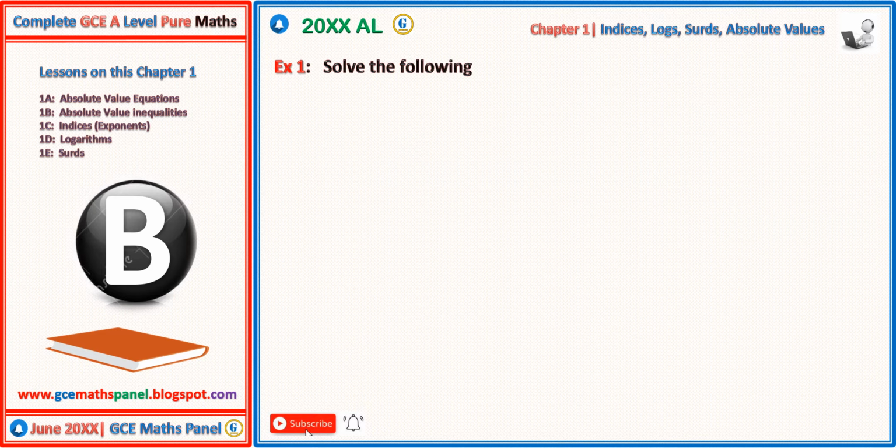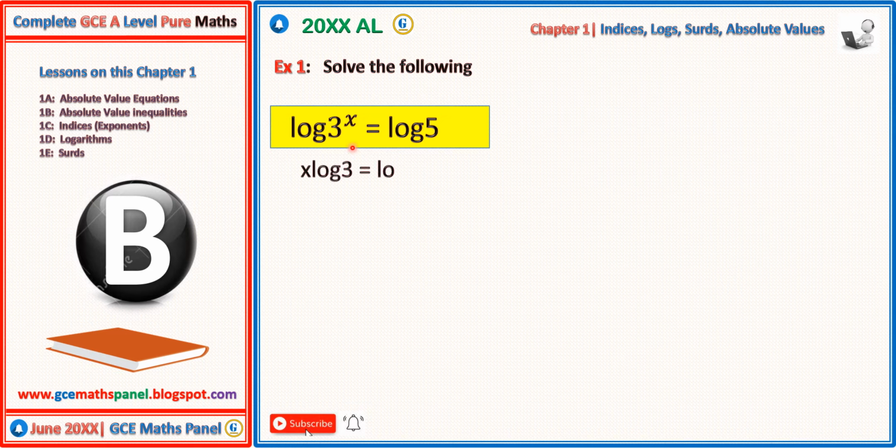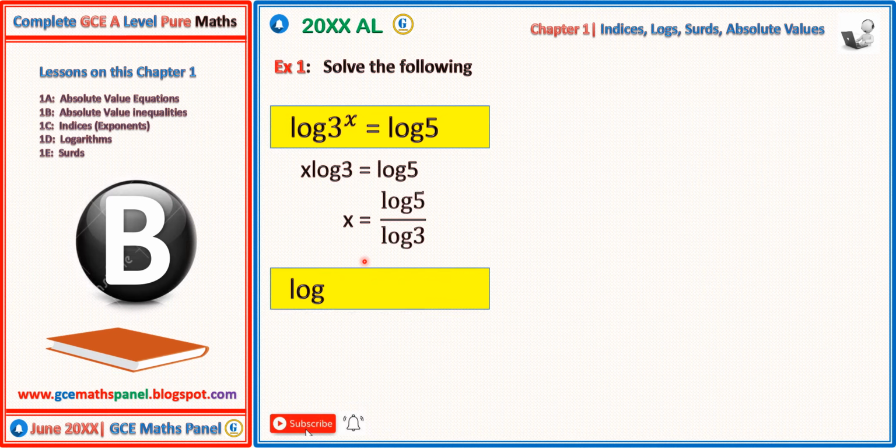Let's take some examples. Solve the following. You have log 3 to the power x equals log 5. Now with this particular equation, let's see what we have. So we can have this log 3 to the power x, you can bring the x in front. So you have x log 3 is equal to log 5. Making x the subject of the formula, that's what we have.